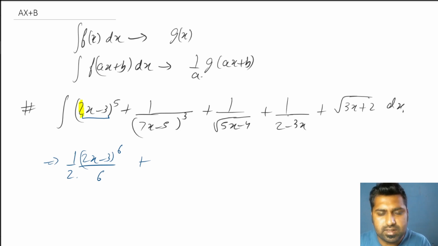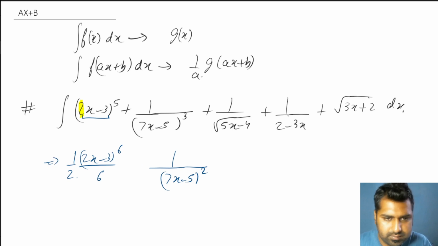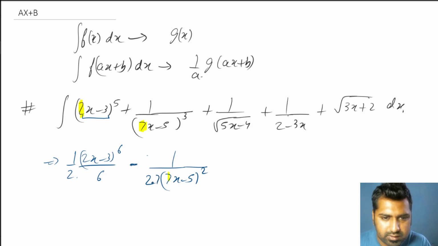Same thing here also. This power is minus 3, so it will become minus 3 plus 1, so minus 2. So 1 upon (7x minus 5) raised to power 2. Minus 2 will come in division. But this 2 is because of the power. Negative 2, and the coefficient of x will additionally come out. What is the coefficient of x? 7. So 7 will also be there. So 2 into 7 basically.